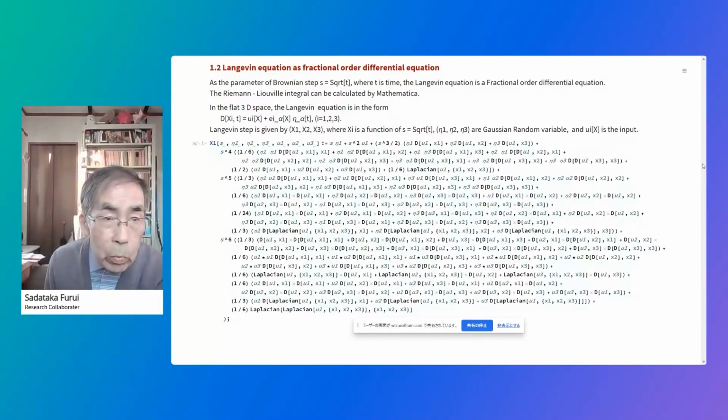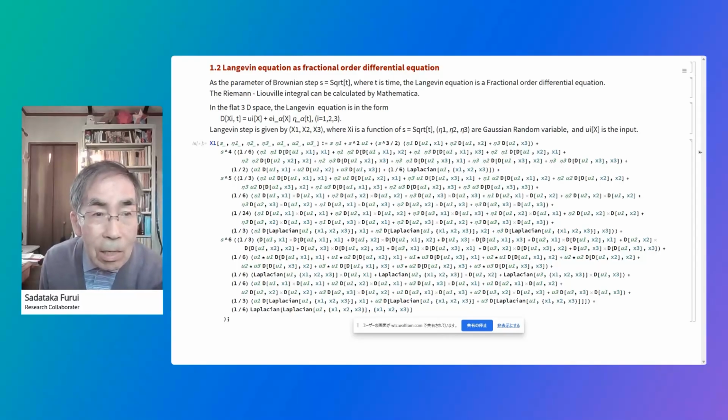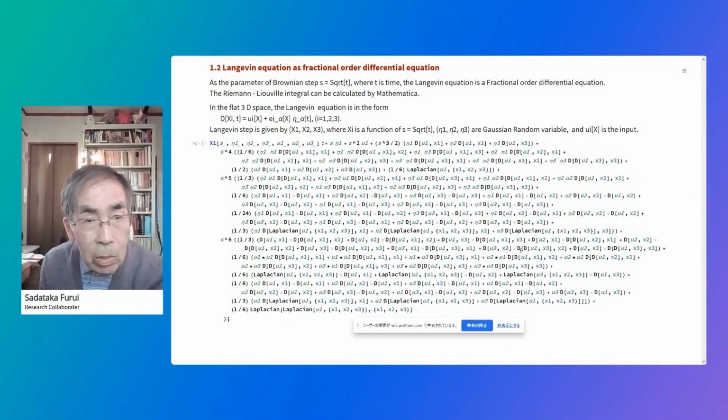To study the Brownian step or Brownian motion, we take the Brownian step s equals square root of t, where t is time. The Langevin equation is a fractional order differential equation. The Riemann-Liouville integral can be calculated by Mathematica.